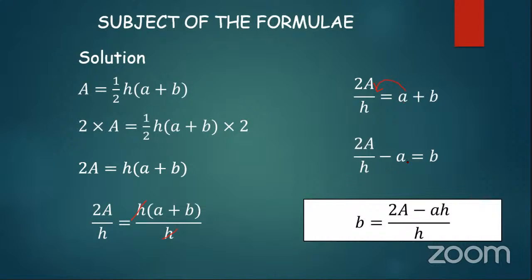And when I put this over 1, the LCM becomes H, so I get H divided by H would give me 1 times 2A, which would remain as 2A. And then H divided by 1 would give me H times A, which would give me AH. So all of these ways lead us to the same answer. Is that okay? Can I proceed? Yes. Okay.